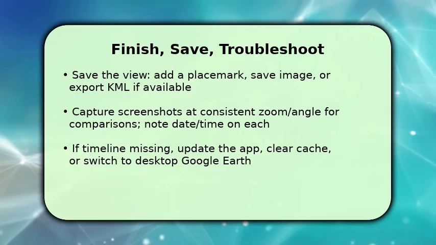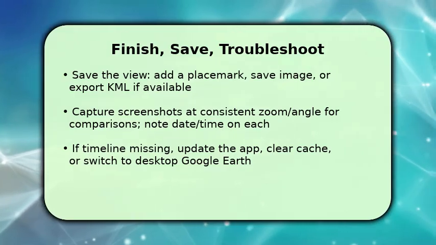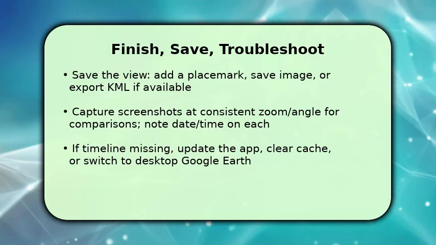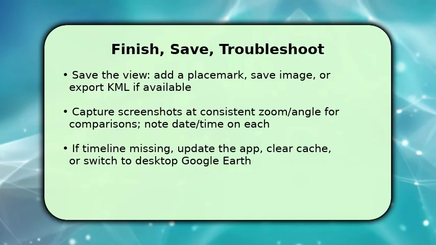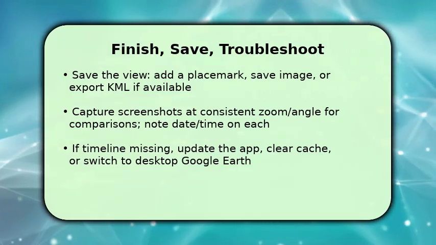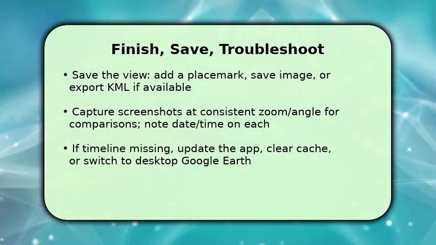Make sure to clear cache if images look stale, and if the timeline control disappears, update the app or try clearing app data. As a fallback, use desktop Google Earth for the full historical imagery interface if mobile lacks a feature.